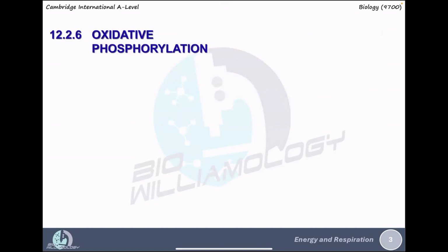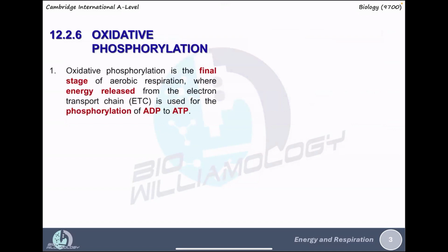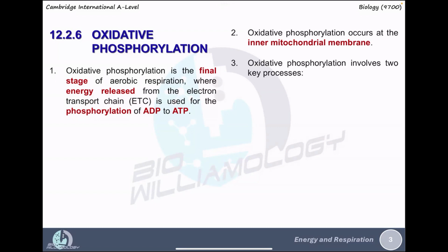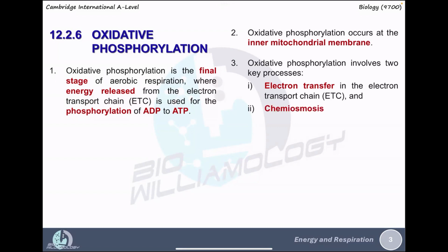Oxidative phosphorylation is the final stage of aerobic respiration, where energy released from the electron transport chain is used for the phosphorylation of ADP to form ATP. Oxidative phosphorylation occurs at the inner mitochondrial membrane. The key processes involve electron transfer in the electron transport chain, as well as chemiosmosis.